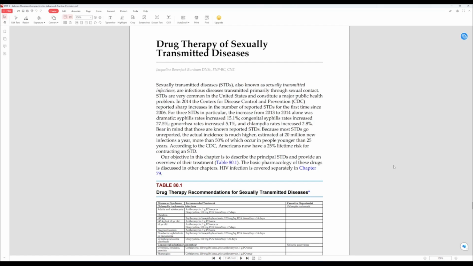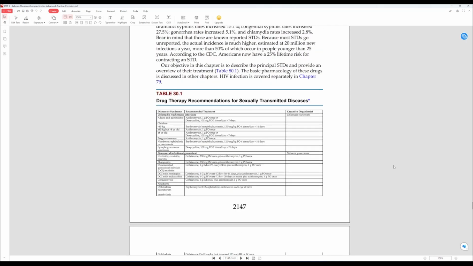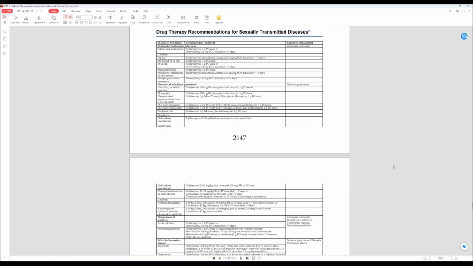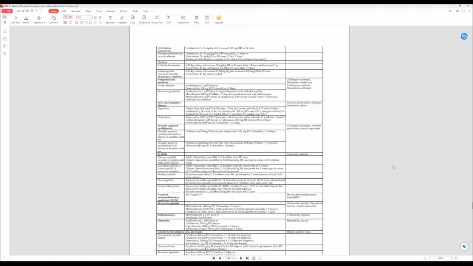Our objective in this chapter is to describe the principal STDs and provide an overview of their treatment. The basic pharmacology of these drugs is discussed in other chapters. HIV infection is covered separately in chapter 79. So here is an outstanding spot to hit pause so you can see the drug therapy recommendations for different STDs. And this is quite a long list, so I'll make sure it makes sense to hit pause in several different spots.